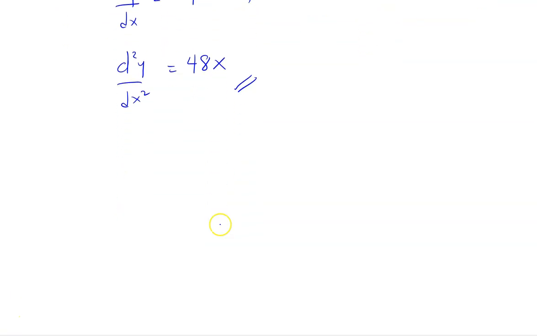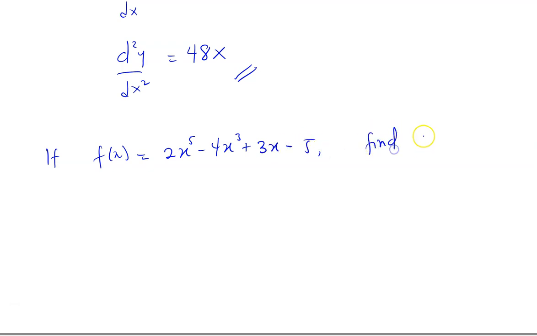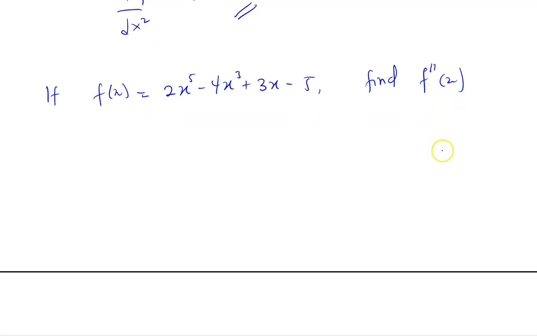So let's move on to another question. Let me write this question. If f of x equal to 2x exponent 5 minus 4x cubed plus 3x minus 5, find f prime prime of x. So we are going to find f prime prime of x.